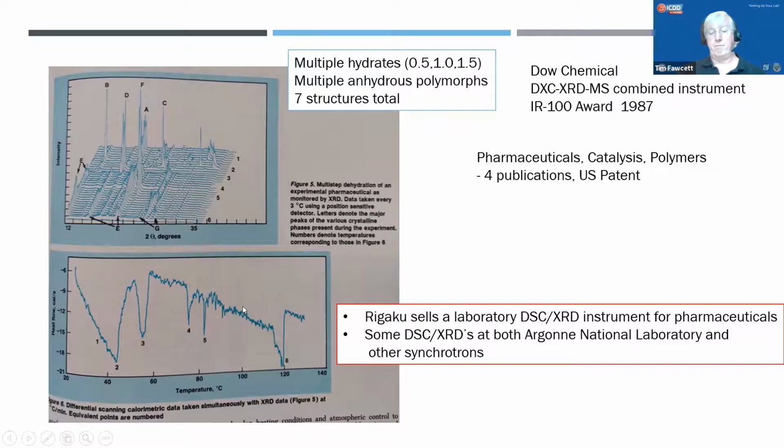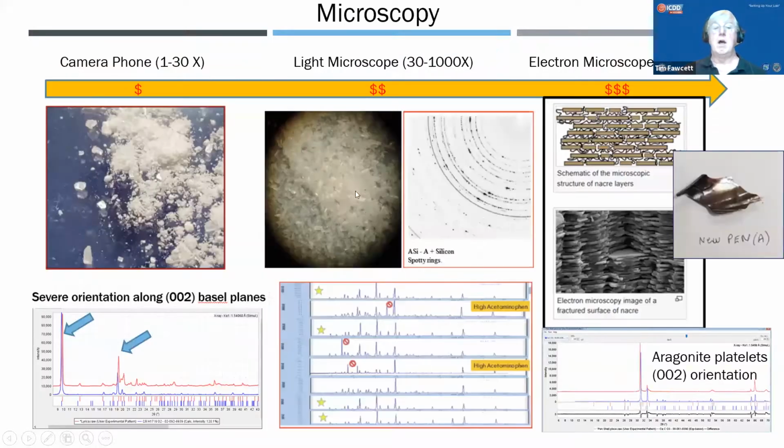So this is pretty critical information for an engineer that wants to make one form, either a reproducible hydrate or a single anhydrous form. And there are commercial units out there today. The one thing I haven't talked about is microscopy, and that's because this is what you should have in every laboratory. And that's because you get so much complementary information.